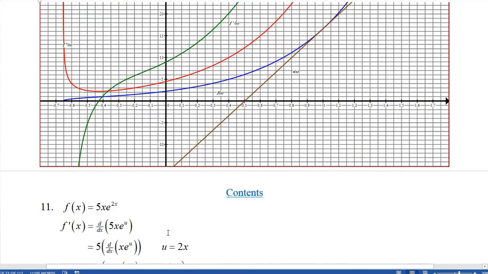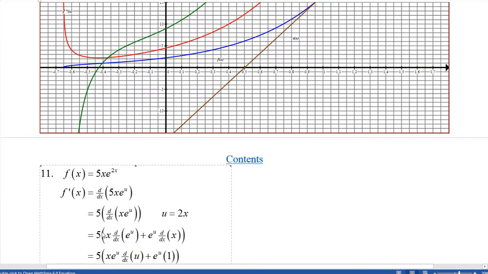Okay, well, first thing we can do is think of the constant multiple rule and bring the 5 out front of the derivative sign. Then we have a product of two things. The first one we'll just call x. The second factor is e to the u, where u is the 2x. So we're eventually going to be using some chain rule here on that one. Now the 5 is out front, so don't forget the parentheses around the whole thing.